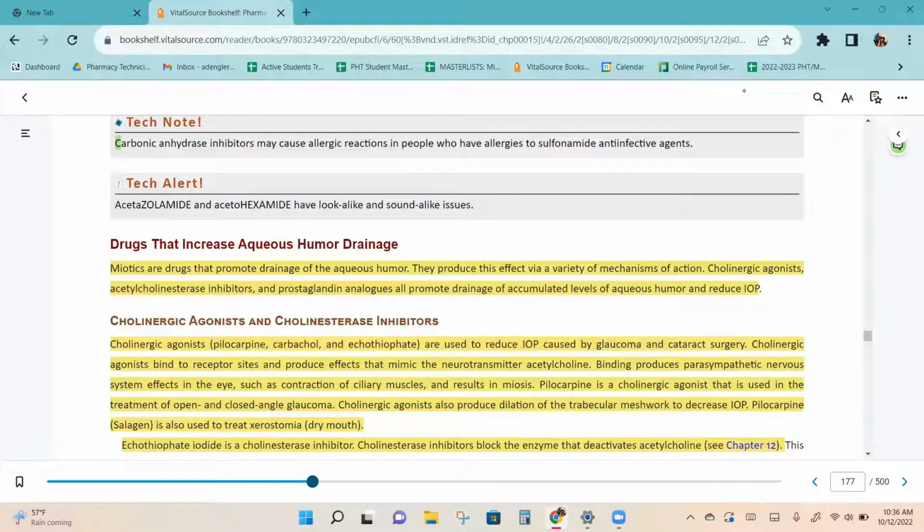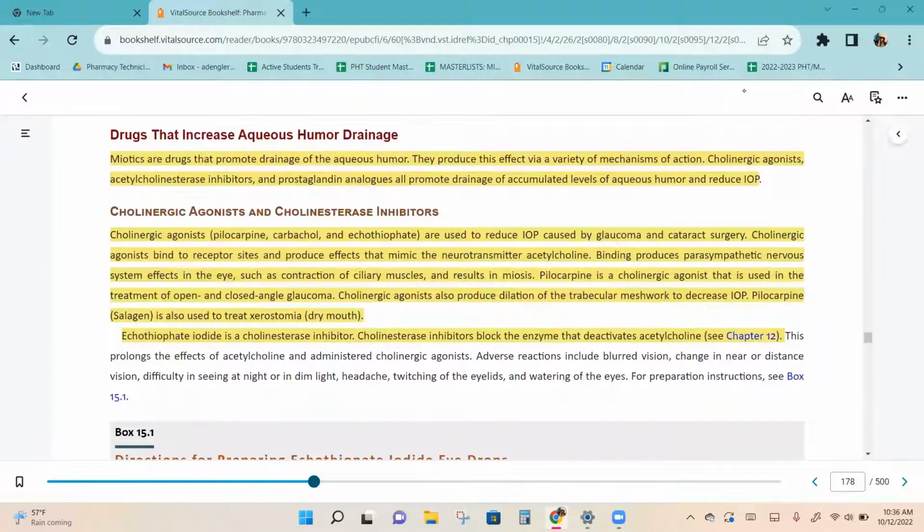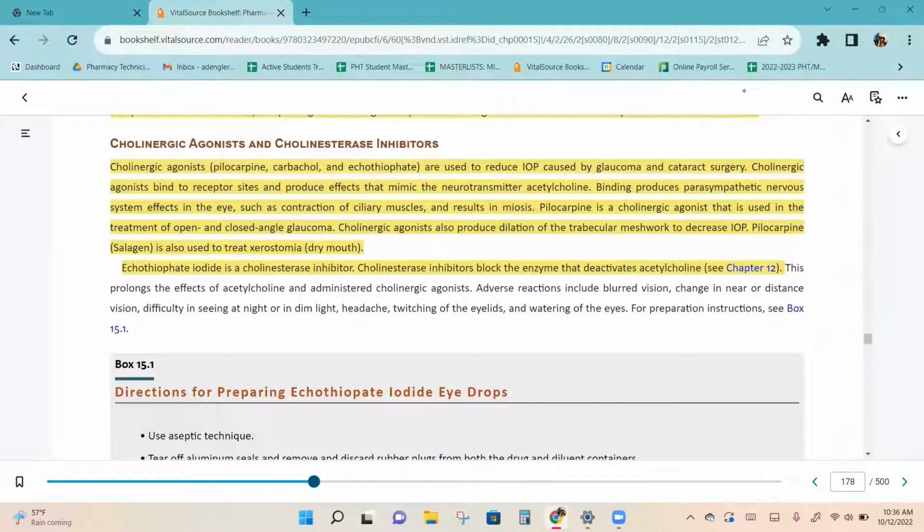Miotics are drugs that promote drainage of the aqueous humor. They produce this effect via a variety of mechanisms of action. Cholinergic agonists, acetylcholinesterase inhibitors, and prostaglandin analogs all promote drainage of accumulated aqueous humor and reduce IOP. Cholinergic agonists like pilocarpine, carbachol, and ecothiopate are used to reduce IOP caused by glaucoma and cataract surgery.